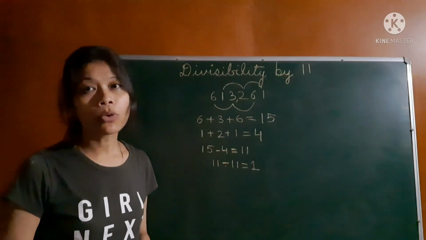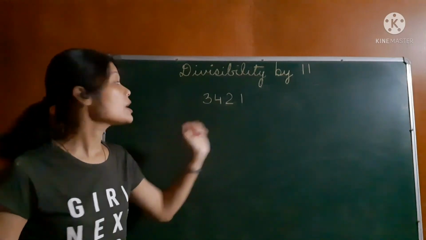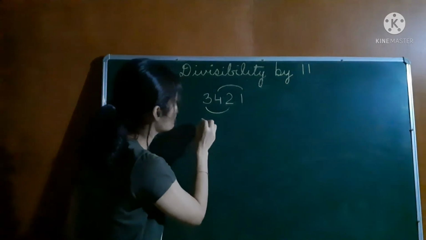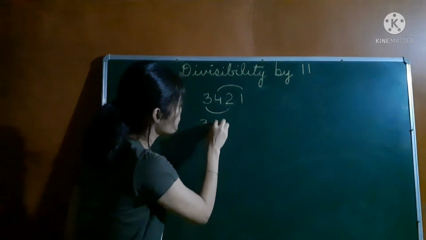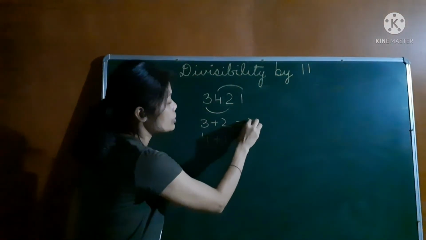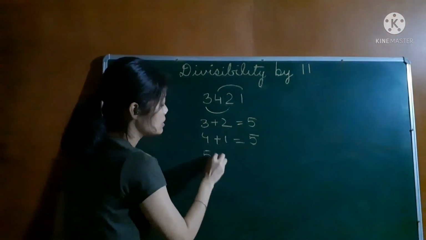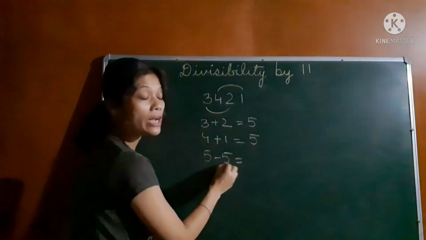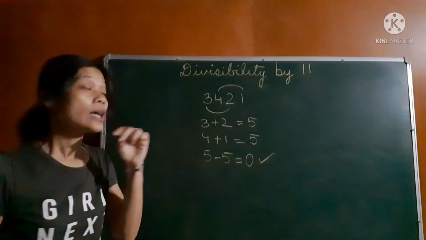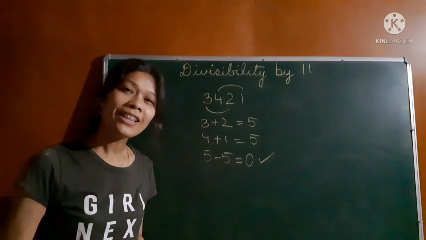Now we will take one more example. The number here is 3,421. Now we will first mark the alternate digits, then we will add them. 4 plus 1, 2 plus 3 is 5, and 4 plus 1 is 5. Now we will find the difference, which is 5 minus 5, which gives 0. So it means the number 3,421 is divisible by 11.